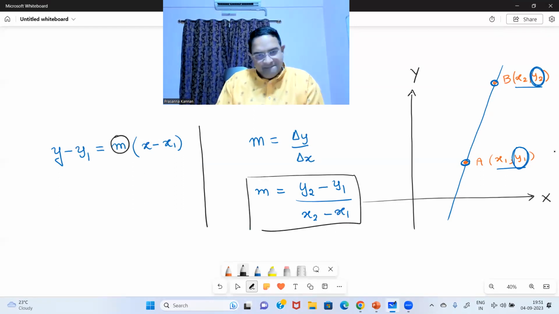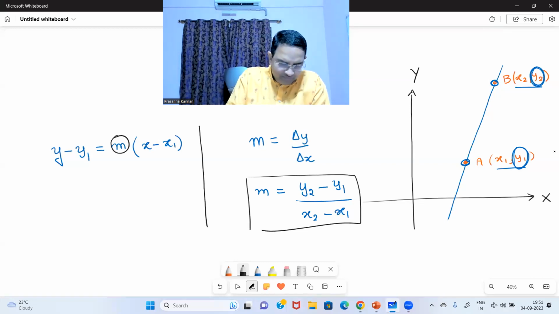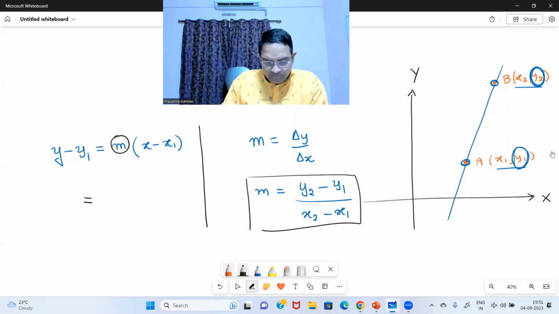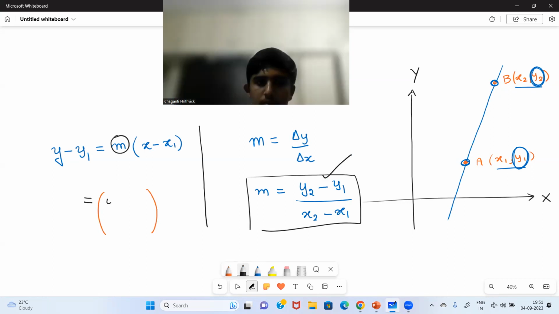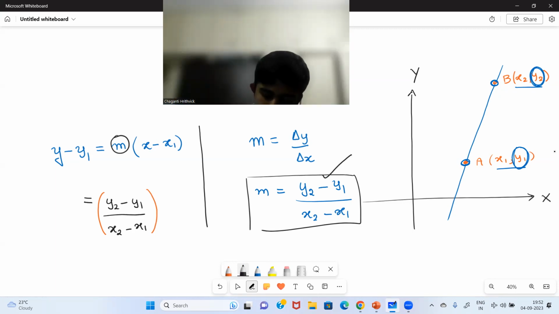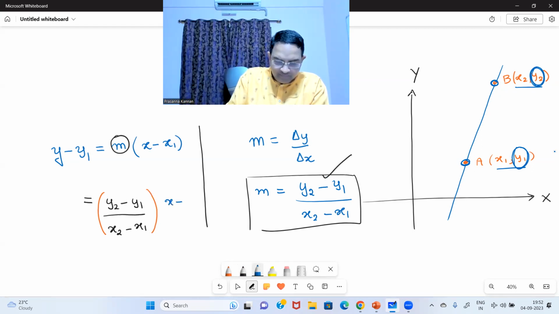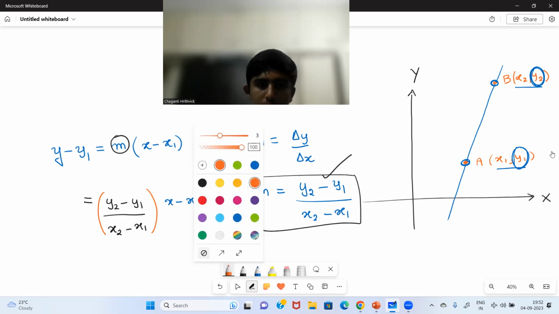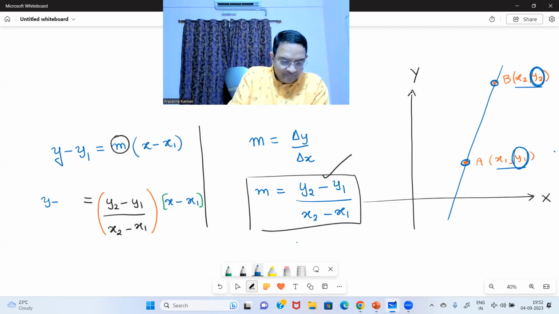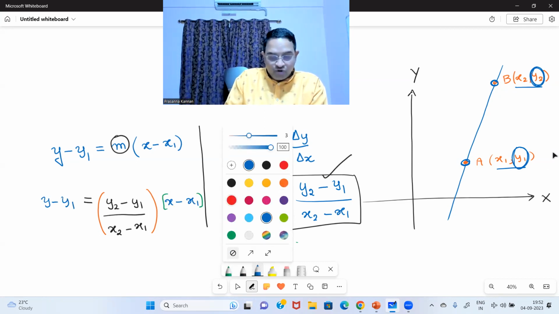So in place of this m, what are we going to replace it with? What is m? y2 minus y1 by x2 minus x1, into already what is there? x minus x1. Exactly. Is equal to, on the left side, what do you have? This is your more commonly known 2-point form.